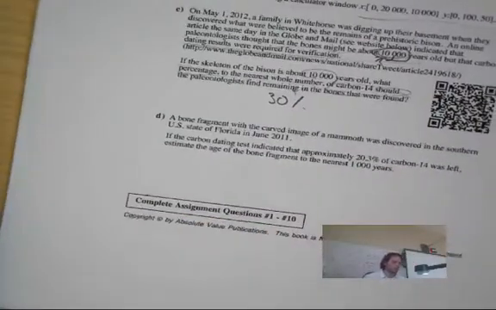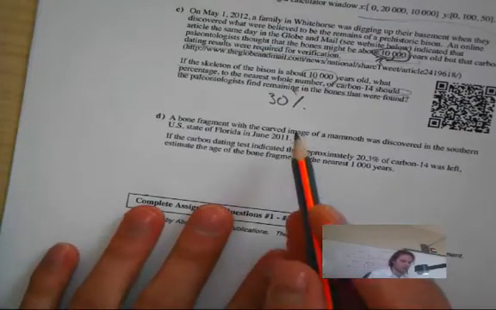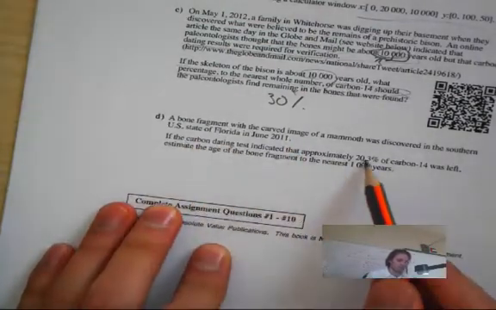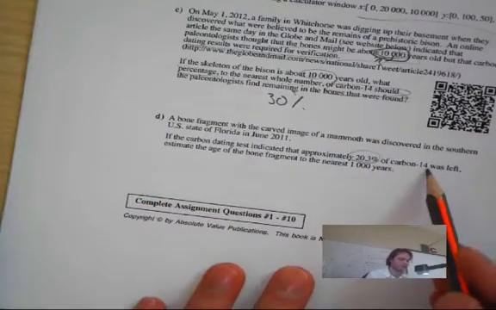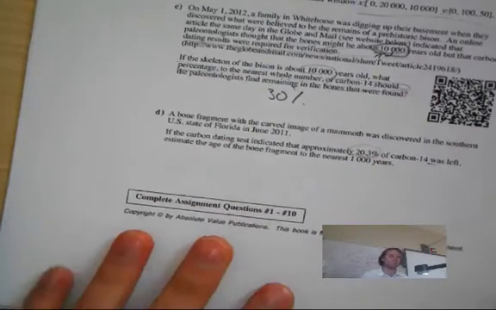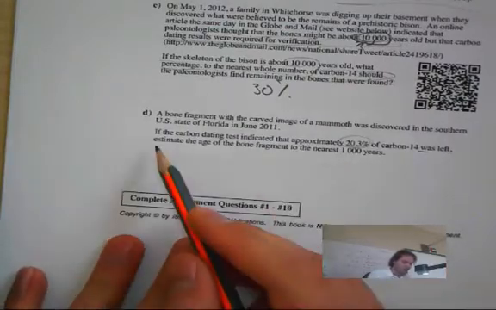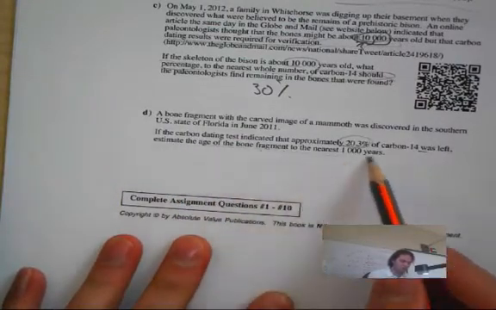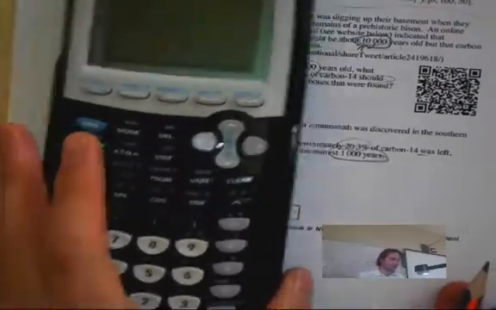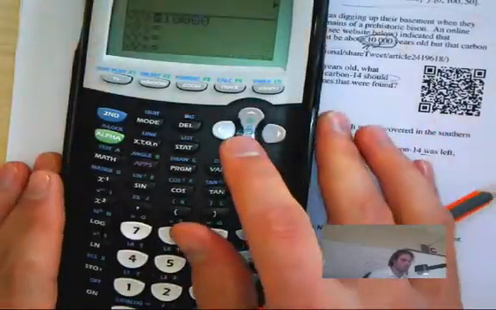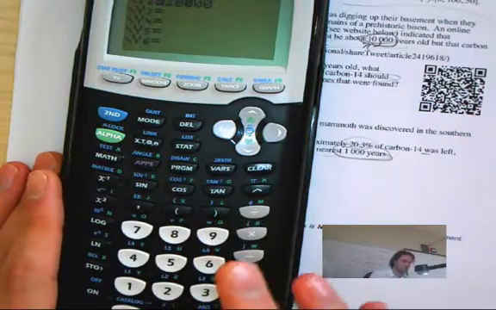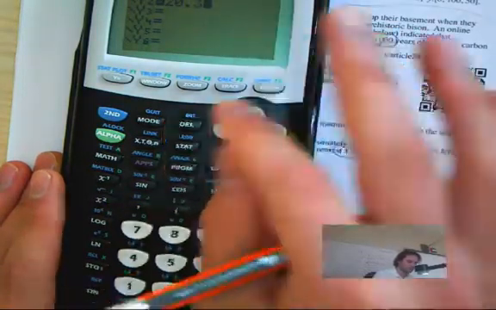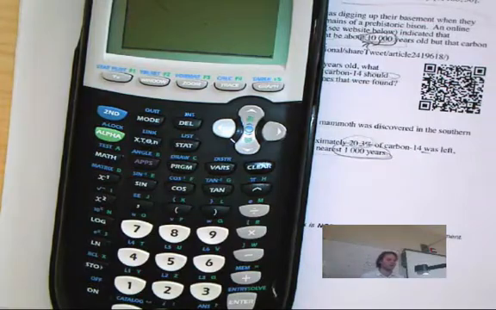Next one says, a bone fragment with the carved image of a mammoth was discovered in southern United States, Florida, in 2011. The carbon dating test indicated that approximately 20.3% of the carbon-14 was left. So they had only 20.3% of the carbon-14. Find the estimated age of the bone fragment to the nearest 1,000 years. So now this one, we have to do differently. Our percentage left is 20.3. So we go like that, because that's my y value.